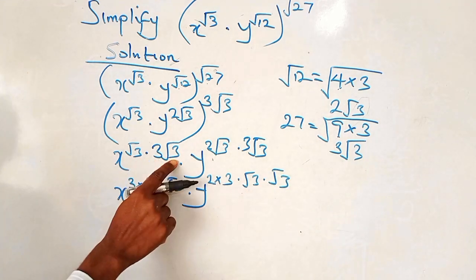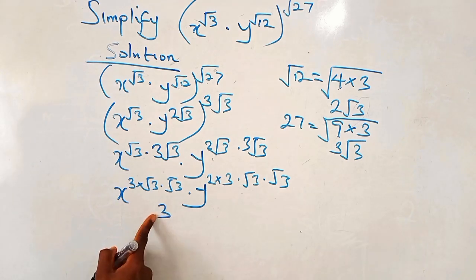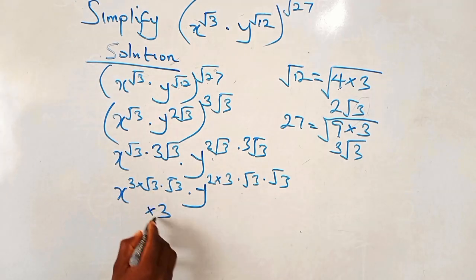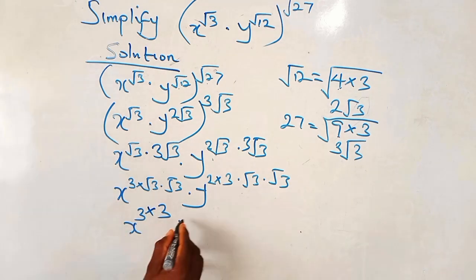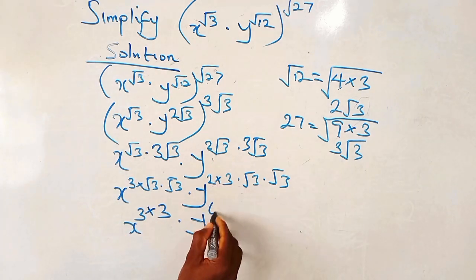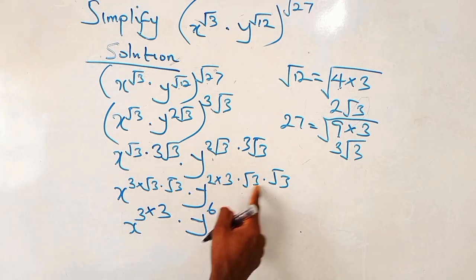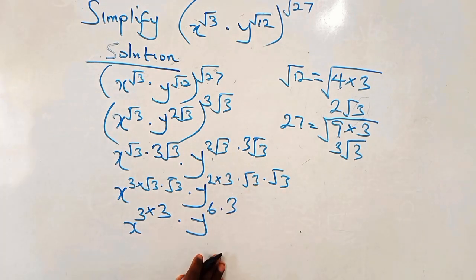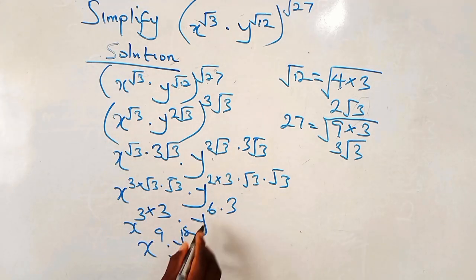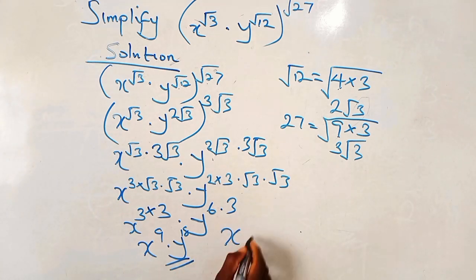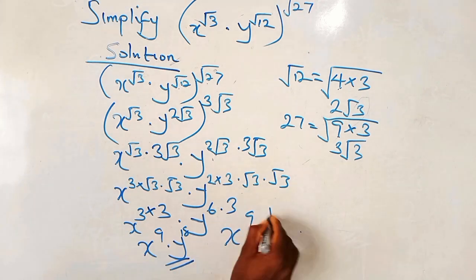Multiplying the same roots gives 1. So root 3 times root 3, we pick out 1 to represent that. Here we have x, with 3 times 3 which is 9, and y, with 2 times 3 which is 6, and 6 times 3 is 18. So we have x to the power 9, y to the power 18.